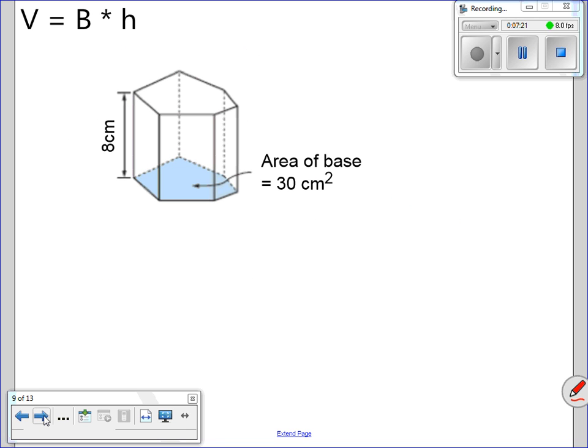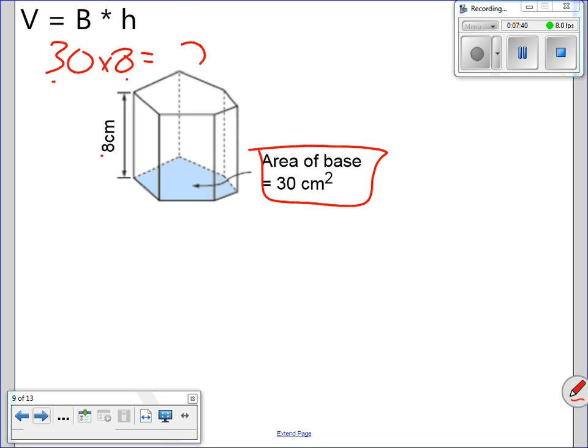Let's take a look at this irregular shape, okay? It's not a pentagon. Looks like a 1, 2, 3, 4, 5, 6. It's like an interesting hexagon. Let's take a look. How are we going to do this? It's pretty easy. They already found the area of the base for us. So that means that is a 30 here for my big B. My height is an 8.